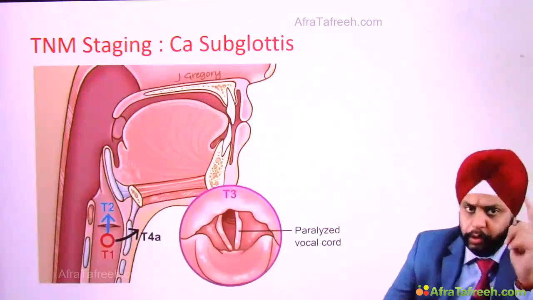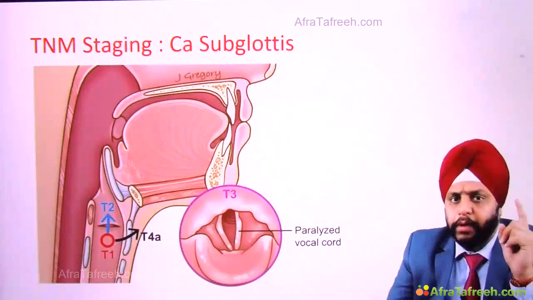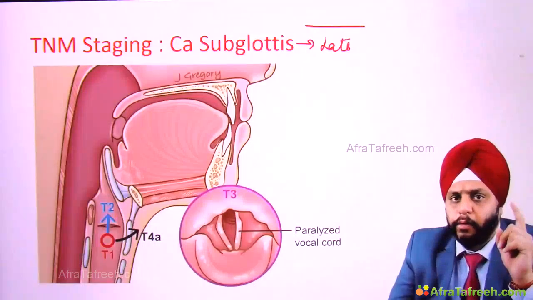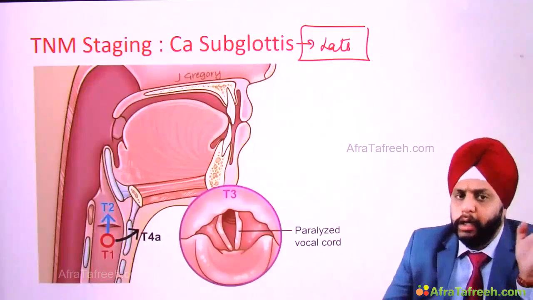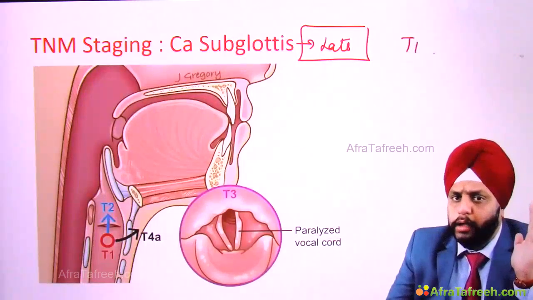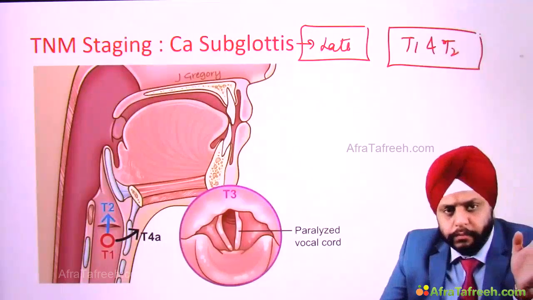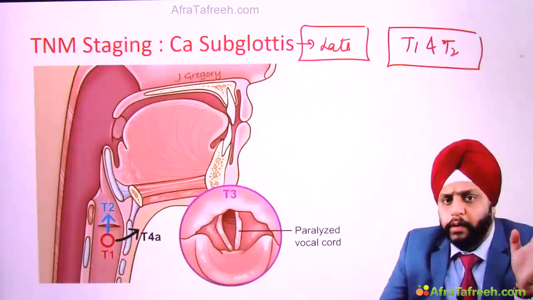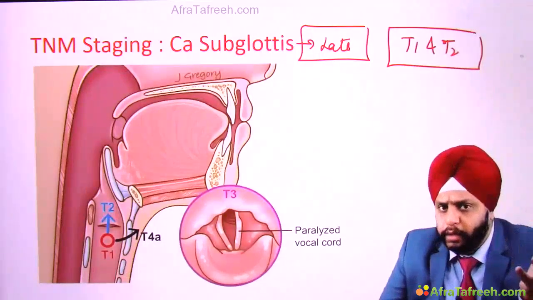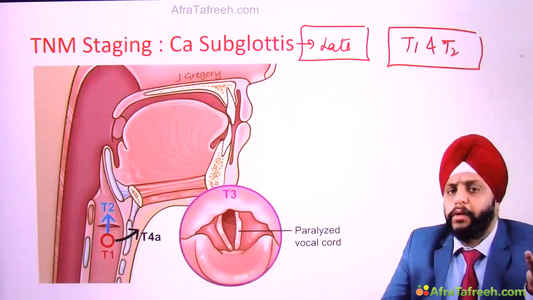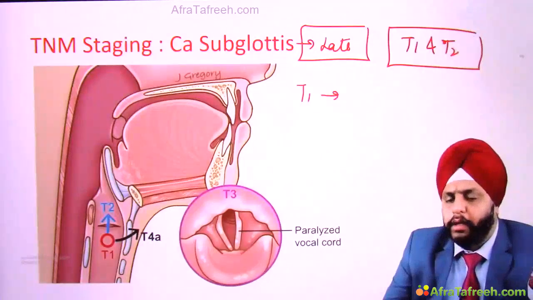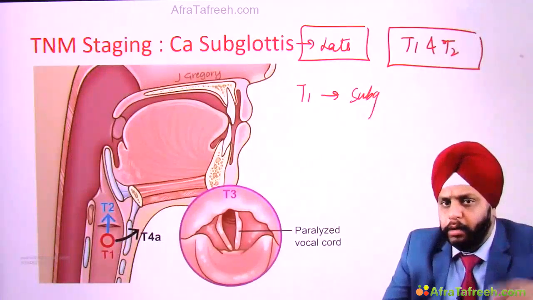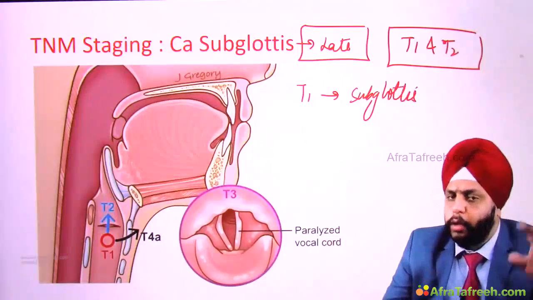Now, CA subglottis, remember, it presents late. There is no structure. Okay, it presents late. So ideally, the T1 and the T2 stage is not seen. Okay, subglottis T1 and T2 stages are not seen. Why they are not seen? Because the patient does not present in these stages. These are silent stages. Okay, so T1 malignancy is in subglottis, right? There is no symptom, so you will not detect.